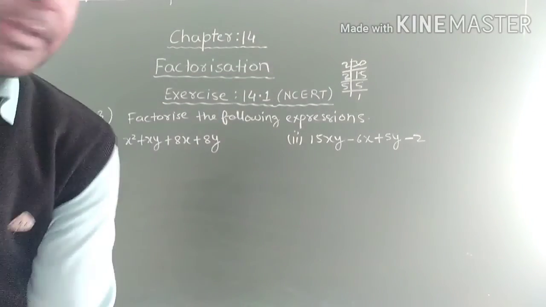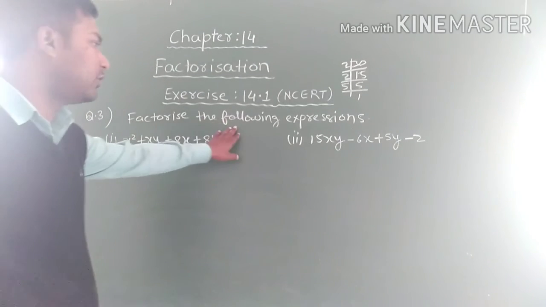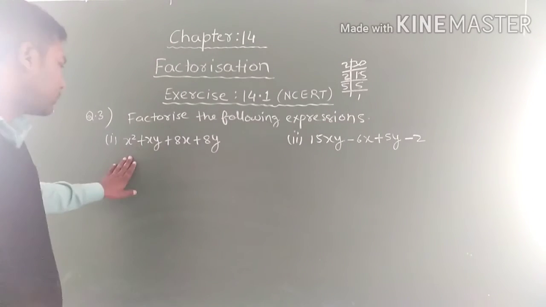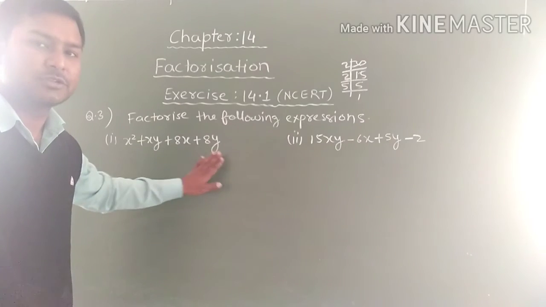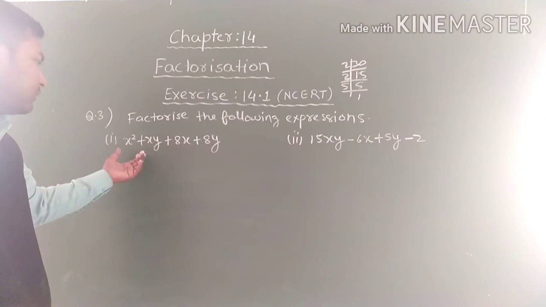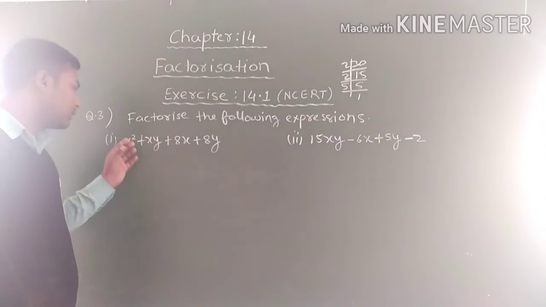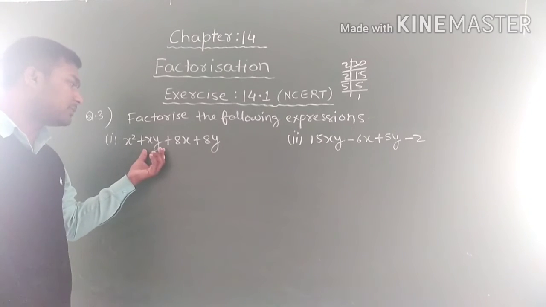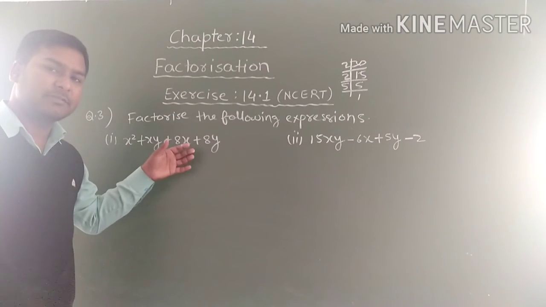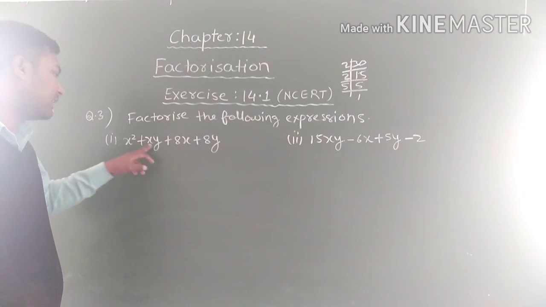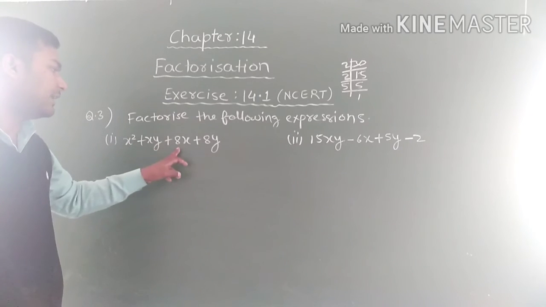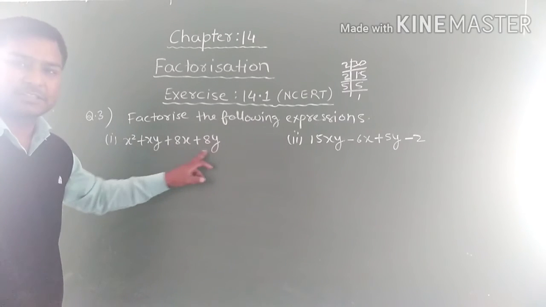So question number 3, factorize the following expressions. First question, x square plus xy plus 8x plus 8y. Okay, so how can we solve it? First of all, see students, whose terms look like that we can take as a common. So x square and xy, x we can take common. And 8x and 8y, 8 we can take as a common.